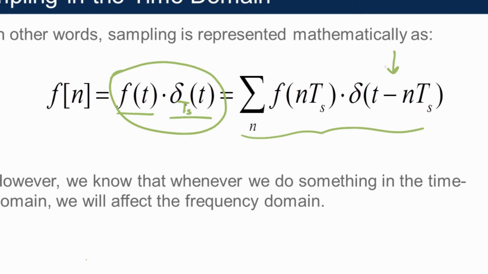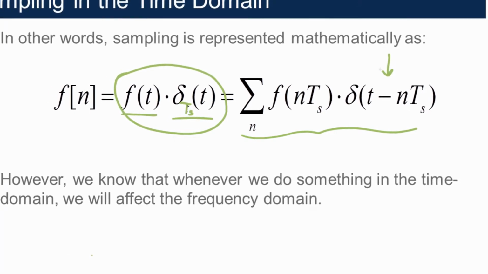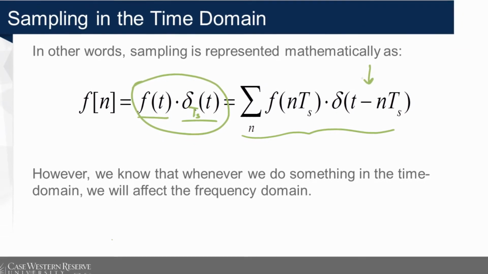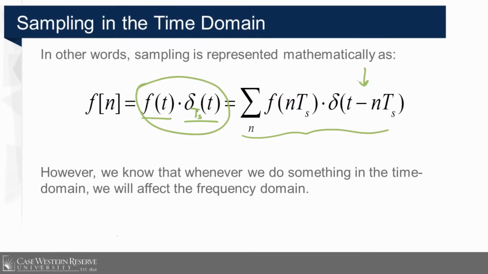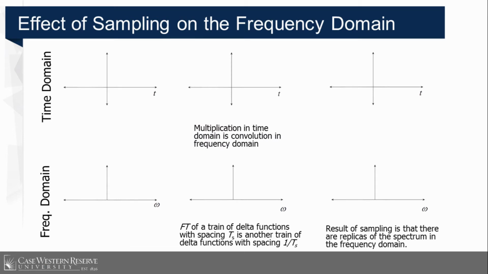All right, so now we know how sampling is going to change our signal in the time domain. That's pretty obvious. However, we know that whenever we do something in the time domain, we will necessarily affect the frequency domain, right? This is kind of the theme of the past couple of weeks, that our frequency information is going to be affected whenever we change the time domain. Okay, so let's take a look at sampling in both the time domain and the frequency domain to understand how the sampling will affect both.